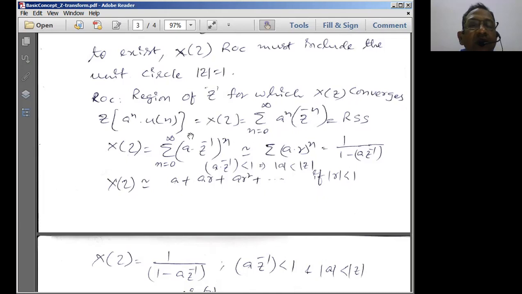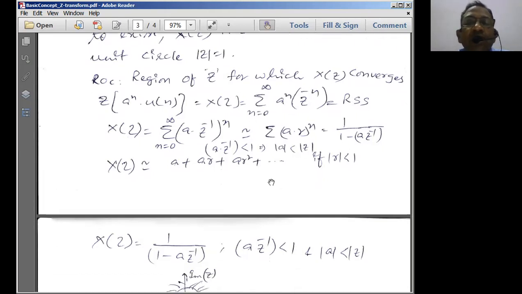Thereby, I can simply convert the two-sided spectrum into a single-sided spectrum. And this spectrum is simply known as a right-sided spectrum. So finally, I can write X of z is equal to sigma of a into z inverse whole to the power n, which is nothing but the final z transform representation of the given signal.